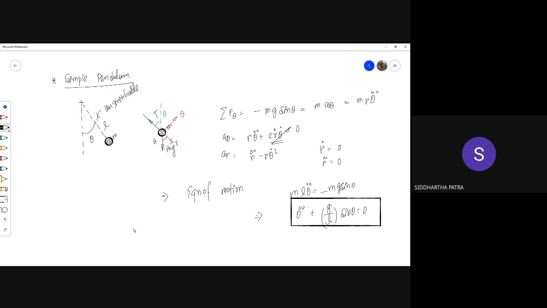This one is an ordinary differential equation of second order, but it is a nonlinear ordinary differential equation, and we do not know how to solve a nonlinear ordinary differential equation using an analytical method. We can take help of some numerical method, but we do not know how to solve it analytically. Second order, as in a second derivative is involved. Nonlinear because a nonlinear function of theta is involved.